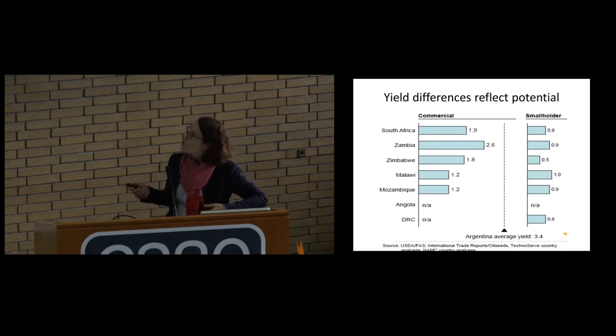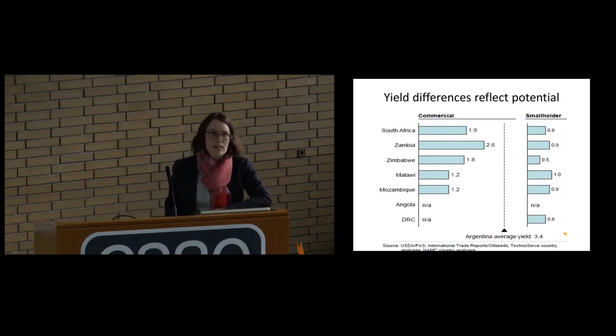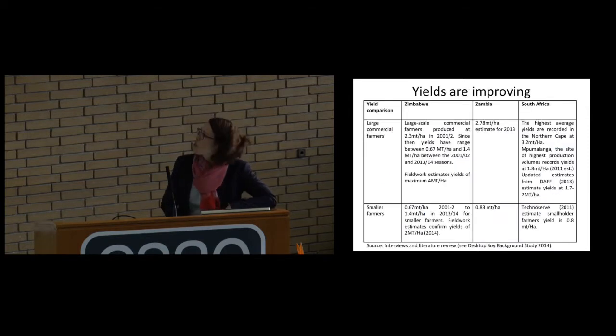Part of this is the soil quality. These are 2010 figures. When we interviewed again in 2014 and 2016, the yields had improved much more in Zambia than in South Africa. And that was the same for commercial as well as for smallholder farmers. And at the very bottom, just for point of comparison, you see the Argentina average yield, 3.4. So you can see that it could be globally competitive, could very well be regionally competitive, but that's not happening. So that just gives you some of the idea.